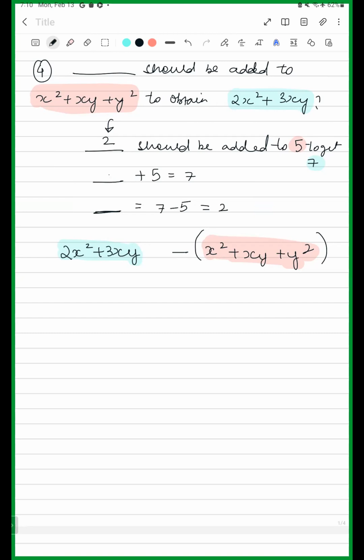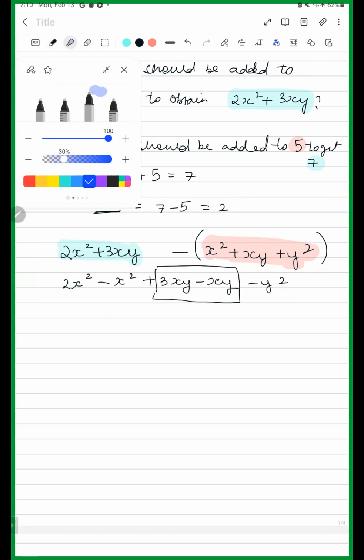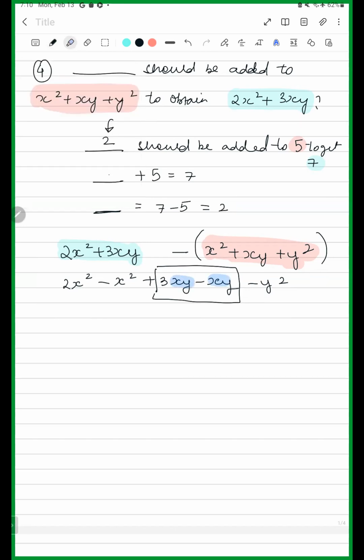Wait, I have a question. Yes, Hiba. So when we put all the like terms together, we will get 3xy minus xy. So will we subtract them 3 minus 1, or will it be 3 minus 2, because there are two variables? Look, treat xy as just one thing, a random thing, like 3 something minus 1 of the same thing. So this will be equal to 2xy.